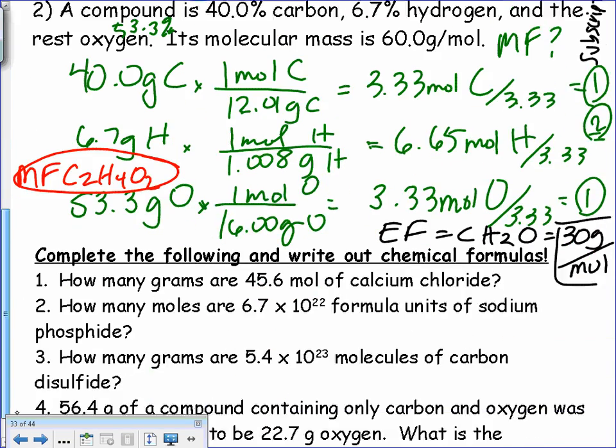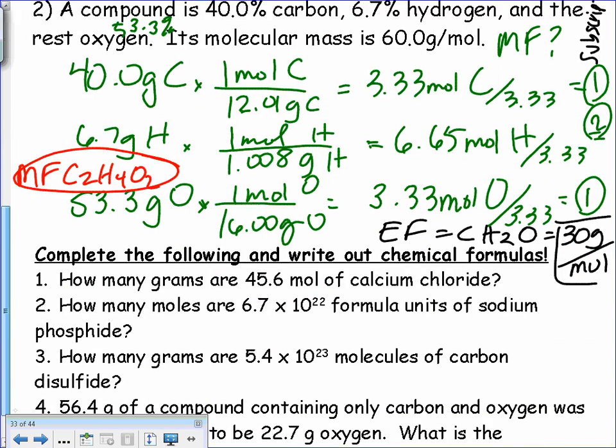So the empirical process is pretty easy. The molecular process is just like one little tail end. We could divide and multiply. So that's why I usually do 3 steps, and then from there you can figure out if you need to multiply. You did on this one.